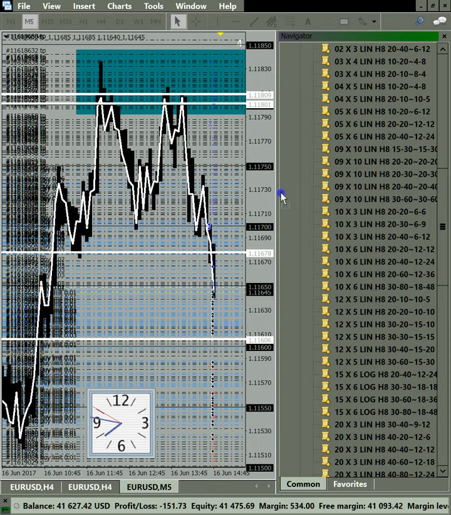So I'll put a dense pack in right here, scalps. I'm just looking to make 20 pips here. I'm looking to make only 10 pips with a 20 pip stop right there.